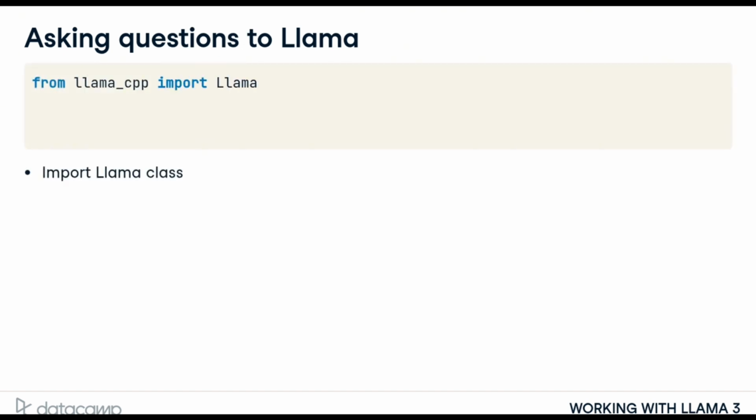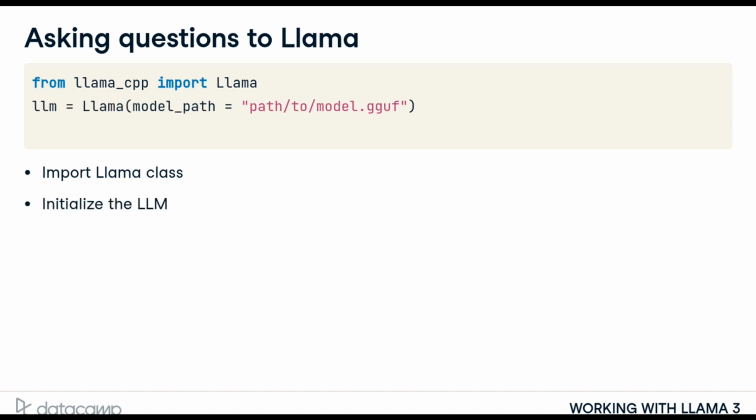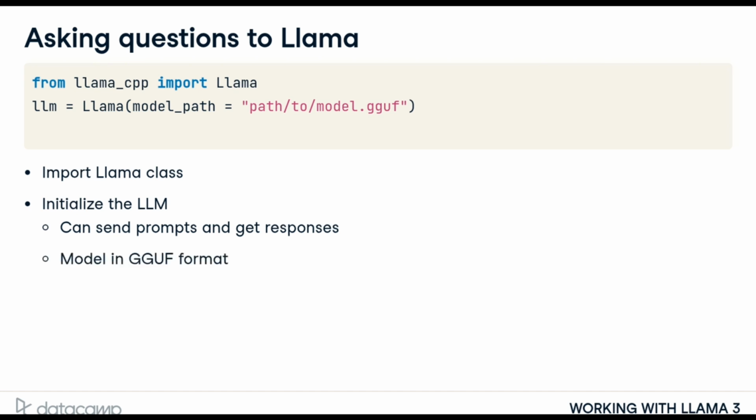To start interacting with the model, we need to initialize an instance of the Llama class. This loads the LLM and provides an interface for text generation, allowing us to send prompts and receive responses. It has an option to specify the model path, where we pass the location of the saved model file. Llama models are usually stored in gguf format, a format optimized for fast inference.